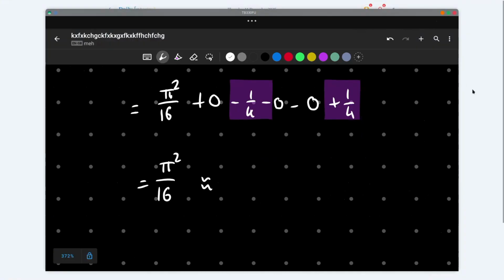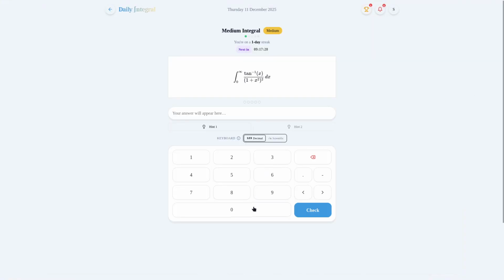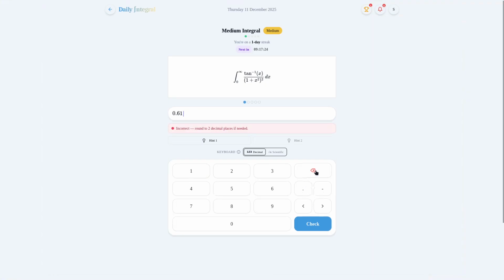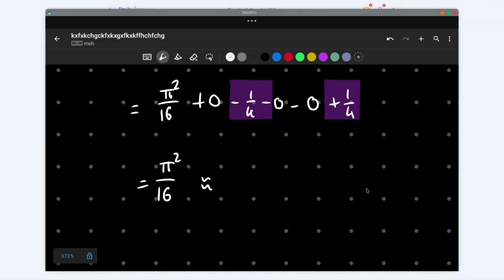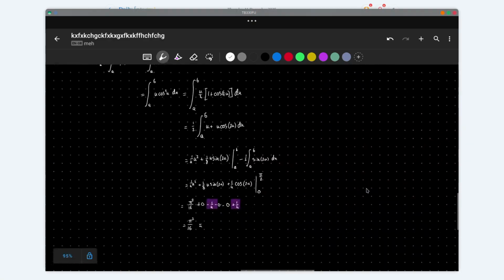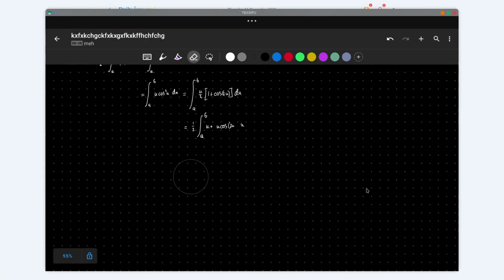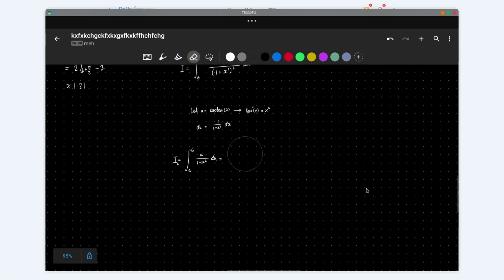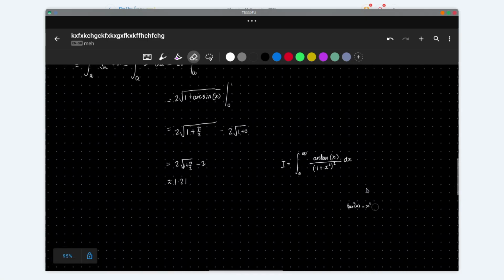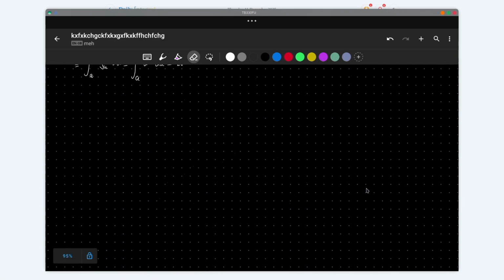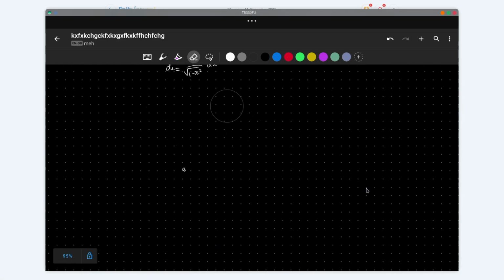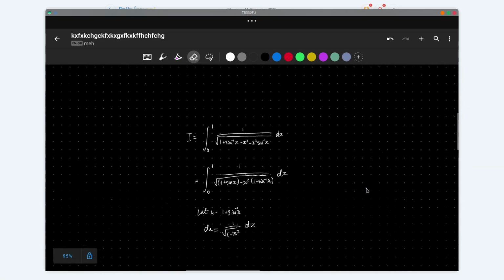This could also be very wrong. 0.61, that's not rounded, 62. They're both wrong. Great, okay. We're just going to go back to the drawing board again, like with the other question. I genuinely don't know what I did wrong. I feel like I just made a really stupid mistake somewhere. Let's start from the very beginning.